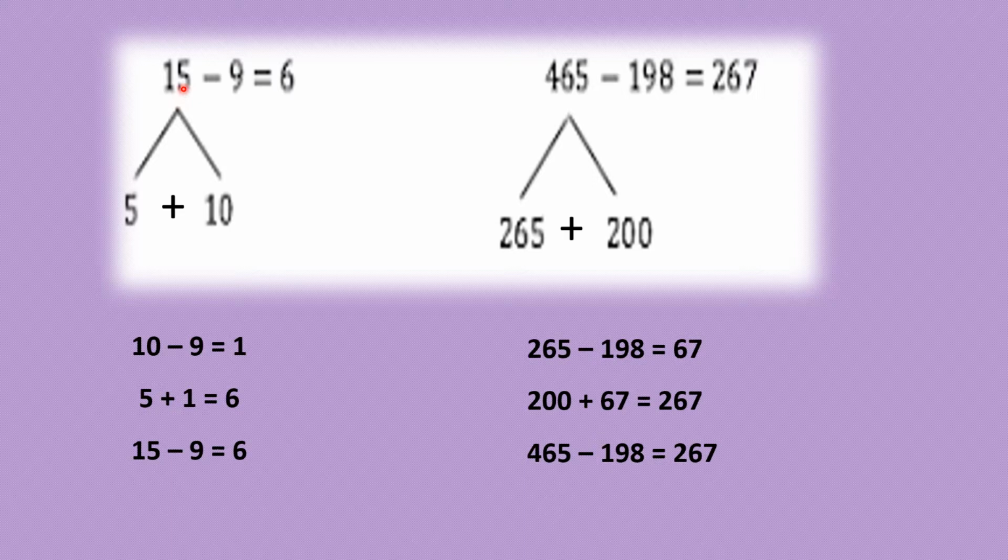Again, just like addition, I break any number. I have told you even in addition that I always break the bigger number. So in this case, 15 and 9, the bigger number is 15. So I will break 15 into two numbers. In this case, I have used 10 and 5. You know that 10 plus 5 is 15, right? So I broke 15 into two numbers, 10 and 5, because I know 10 plus 5 is 15.